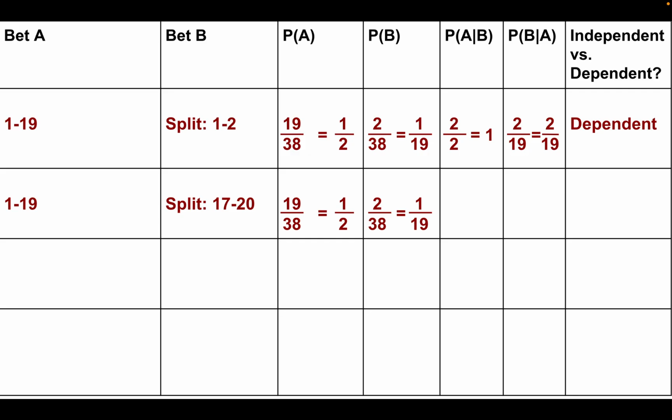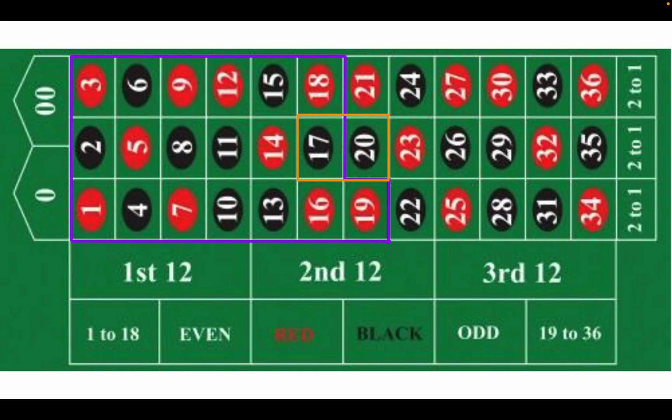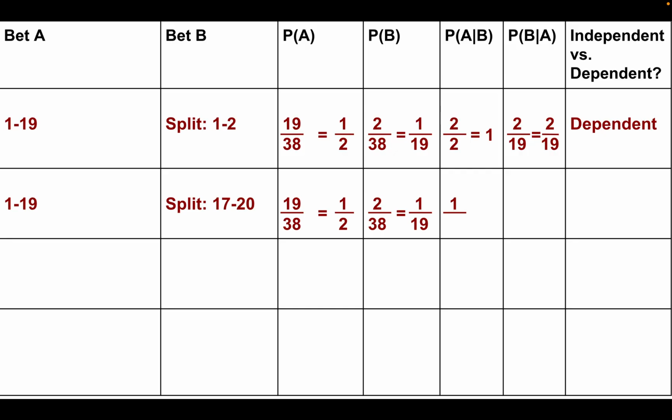And then let's calculate our conditional probability. So now we need to look for our overlap. What you should notice is now I've changed the overlap so that they're overlapping on only one number instead of two. That just happened as a result of how I set the split bet. And so what that means is my numerator is 1, but my denominator is still going to be 2 because there's 2 ways to win bet B.